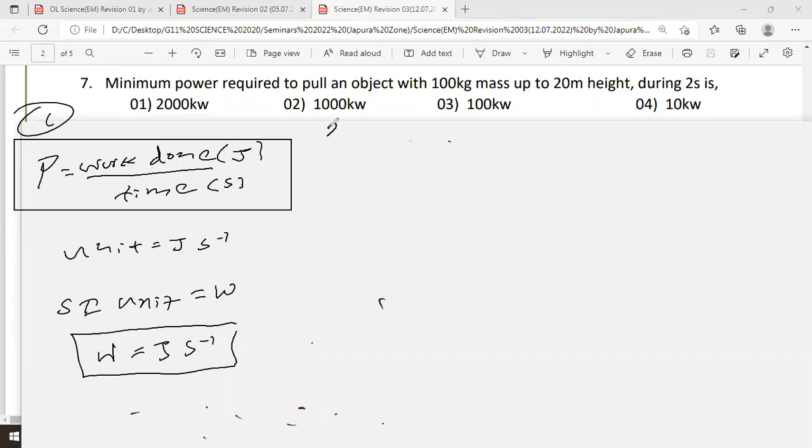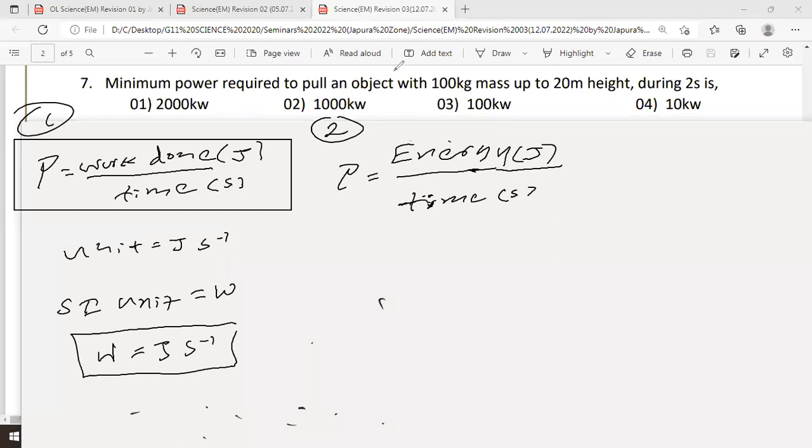The second equation to calculate power: if you don't know, write all these at the same place in your short notebook. P equals energy divided by time. Energy given out or gained, divided by time taken. Energy is measured in joules. Energy can be kinetic energy, potential energy or any form of energy divided by time. That is called the rate of doing work or spending energy. The unit is again joules per second, and the SI unit is watt.